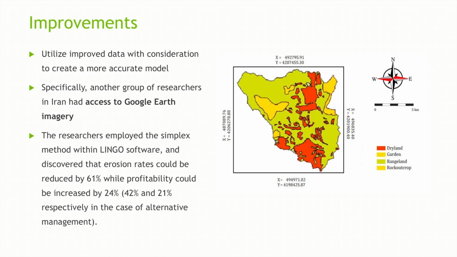The researchers employed the simplex method within Lingo software and discovered that erosion rates could be reduced by 61%, while profitability could be increased by 24%. It's important to note that in this new study, the watershed was different from the original study.